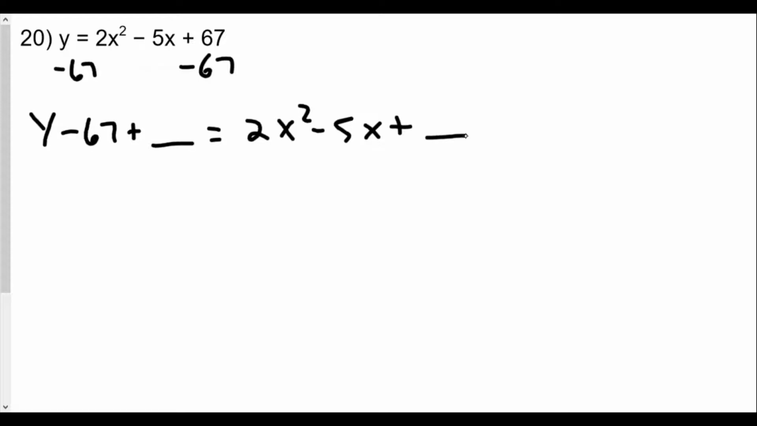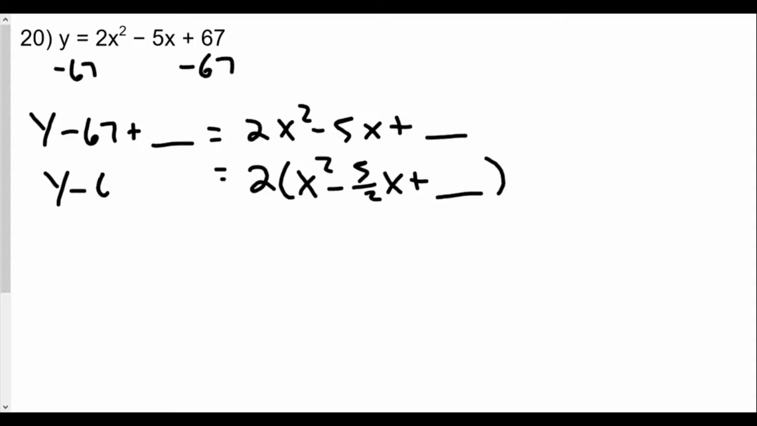Now, if I was trying to solve the roots, I'd just divide everything by 2. But here I have to factor everything, okay? And so here, in this case, I'm factoring out a 2 because I want that x squared by itself. So I have 2 times x squared minus 5 over 2 x plus blank is equal to y minus 67 plus blank. I will make sure the values are the same. And we'll test to make sure that afterwards too, just to make sure we get that done correctly.